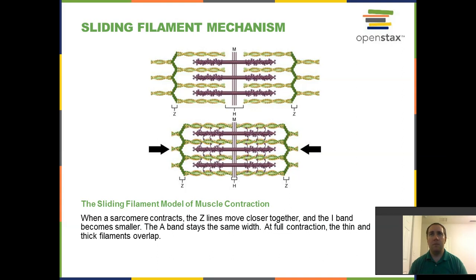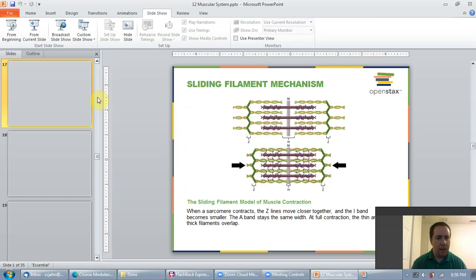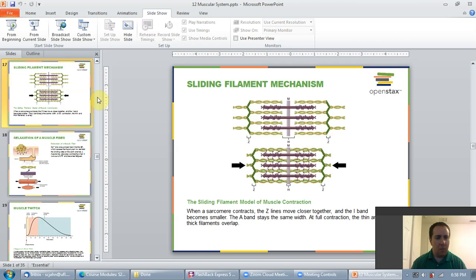It says 6:58. Perfect time for a break. So we will come back in 10 minutes. I think we got a little ways to go, so we'll take a 10-minute break. What side am I on? 17. Oh yeah. Let's take a 10-minute break. We will come back at 7:08.